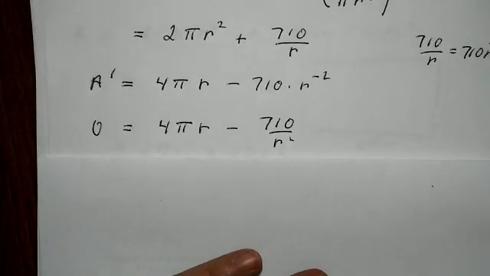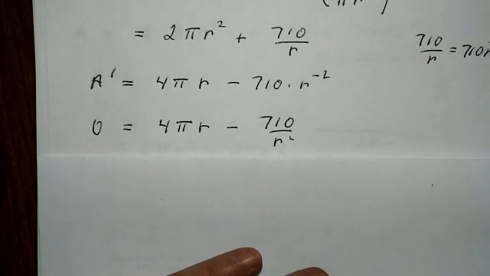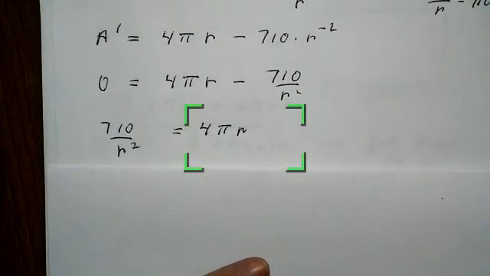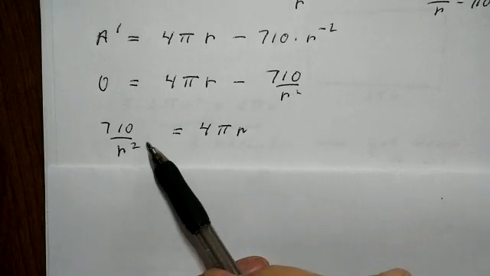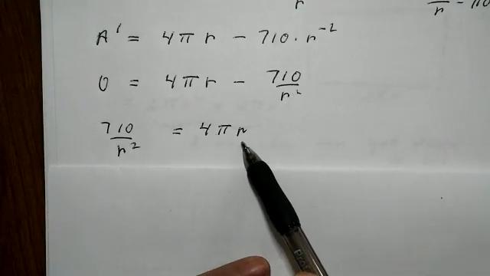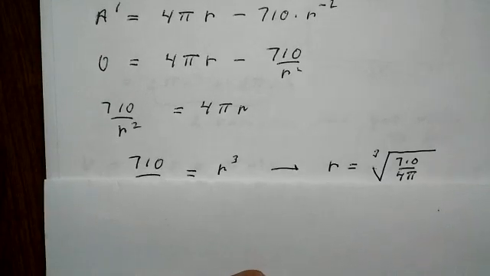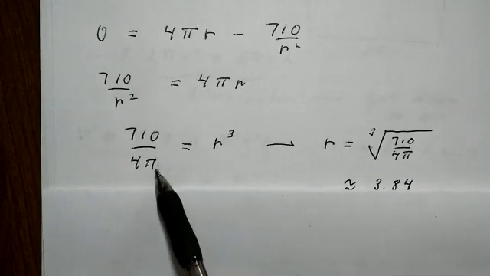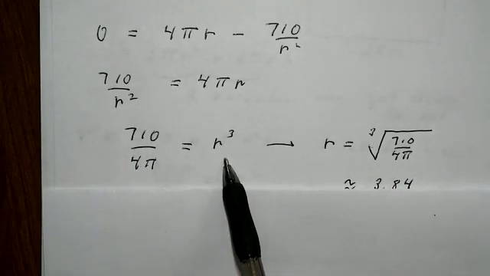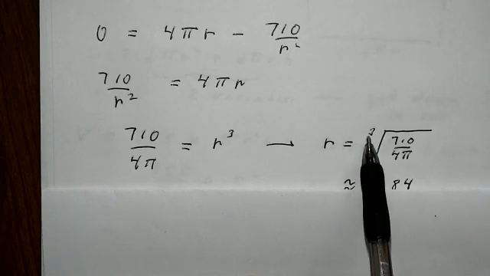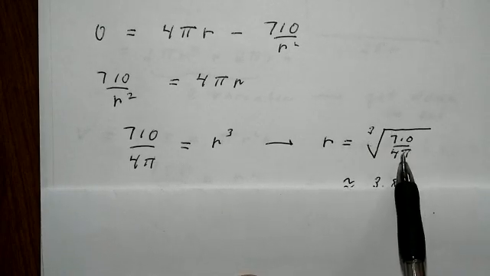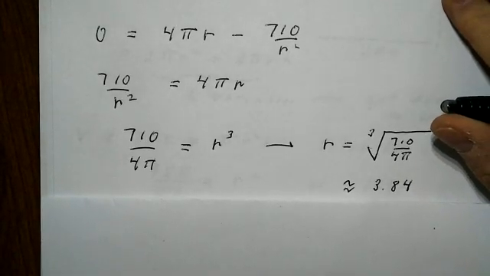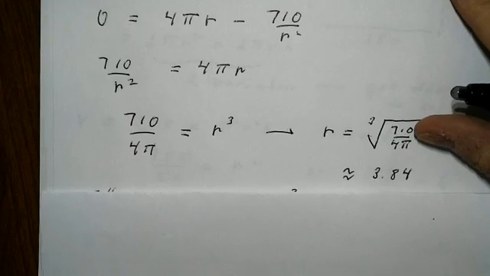We set this to 0, and we solve for r. Now here we're not going to use the quadratic formula, we're actually going to just manipulate things algebraically. We'll get the 710 over r squared on the left side. That's equal to 4 pi r. Then we cross multiply and divide by 4 pi. So 710 divided by 4 pi is equal to r to the third. If we take the cube root of that, r is the cube root of 710 over 4 pi, which is about 3.84. Now we need to assess whether this corresponds to a maximum or minimum.